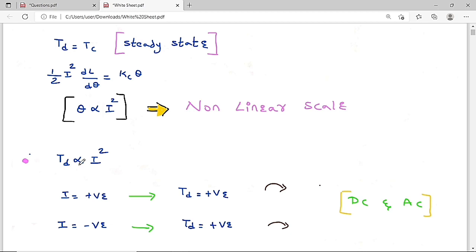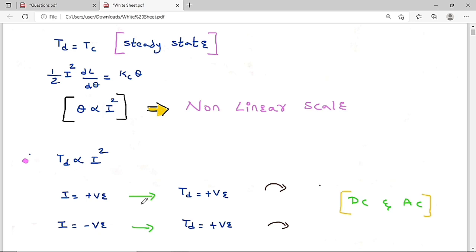So Td is directly proportional to I square. Suppose the current is positive, then positive squared is again positive, so Td is also positive. Let me assume positive means clockwise direction. Suppose the current is negative, then what happens? If you substitute here, negative squared is again positive, so Td is again positive. It is also in the same direction, clockwise.